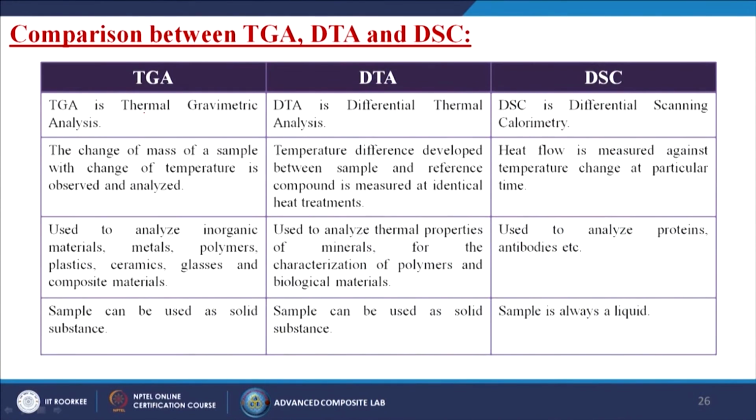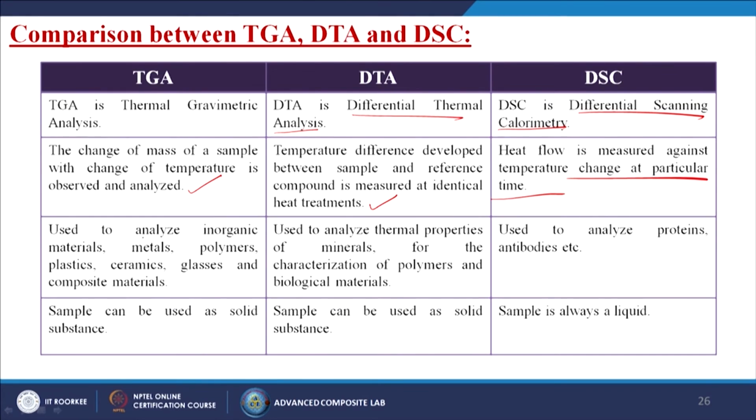Then comparison between TGA, DTA and DSC. TGA is the thermogravimetric analysis, DTA is the differential thermal analysis, DSC is the differential scanning calorimetry. For TGA, the change of mass of a sample with change of temperature is observed and analyzed. For DTA, the temperature difference developed between sample and reference compound is measured at identical heat treatments. For DSC, heat flow is measured against temperature change at a particular time.